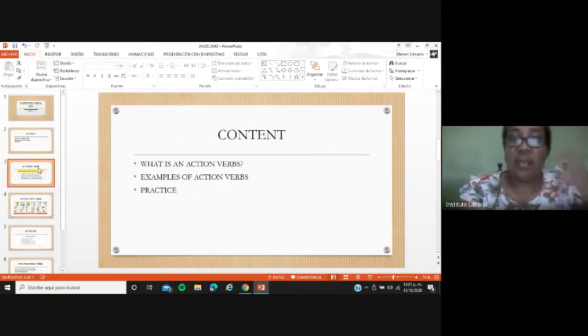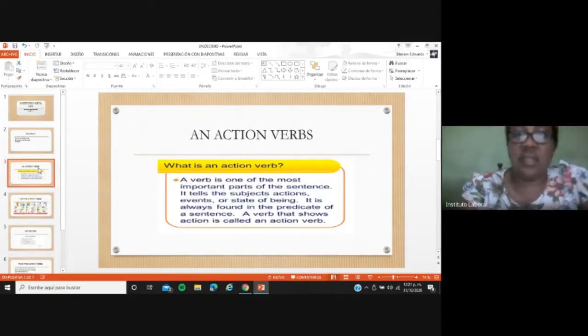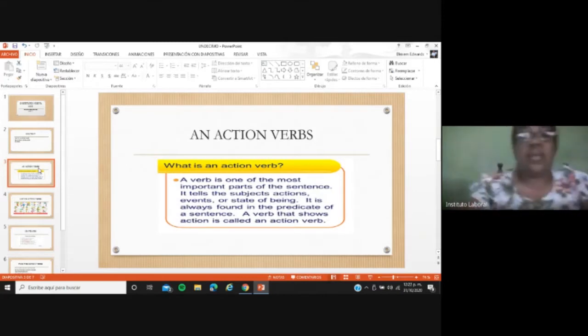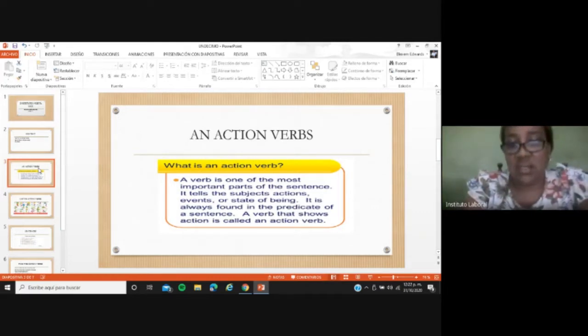Okay, we're going to start with the definition of an action verb. A verb is one of the most important parts of the sentence. It tells the subject's actions, events, or state of being. It is always found in the predicate of a sentence. A verb that shows action is called an action verb.